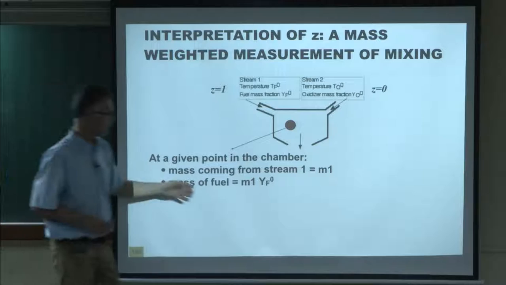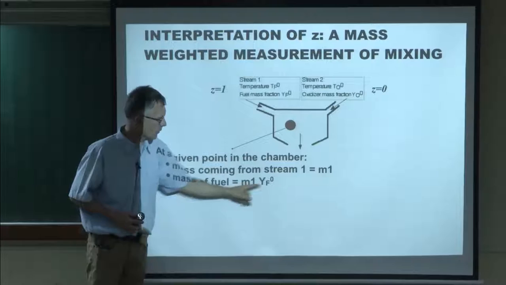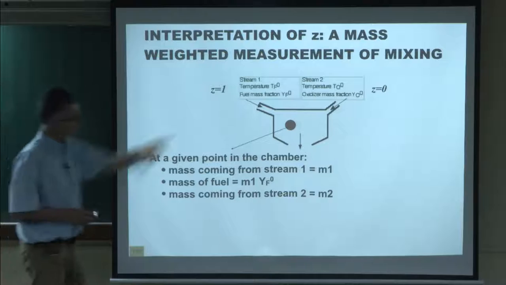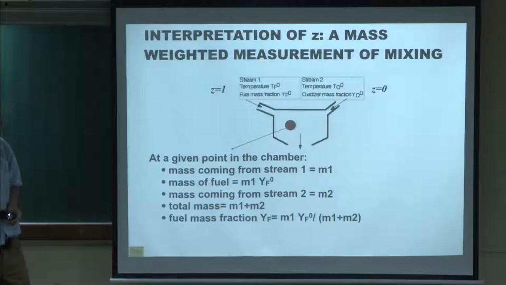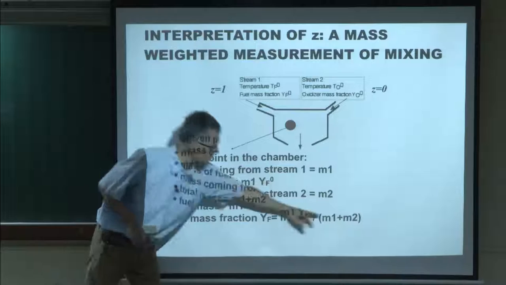So here, I have a mass of fuel which is M1 YF0. Now, the mass coming from stream 2 is M2. And the total mass, of course, at that point is M1 plus M2. So the fuel mass fraction at this point is M1 YF0 divided by M1 plus M2.